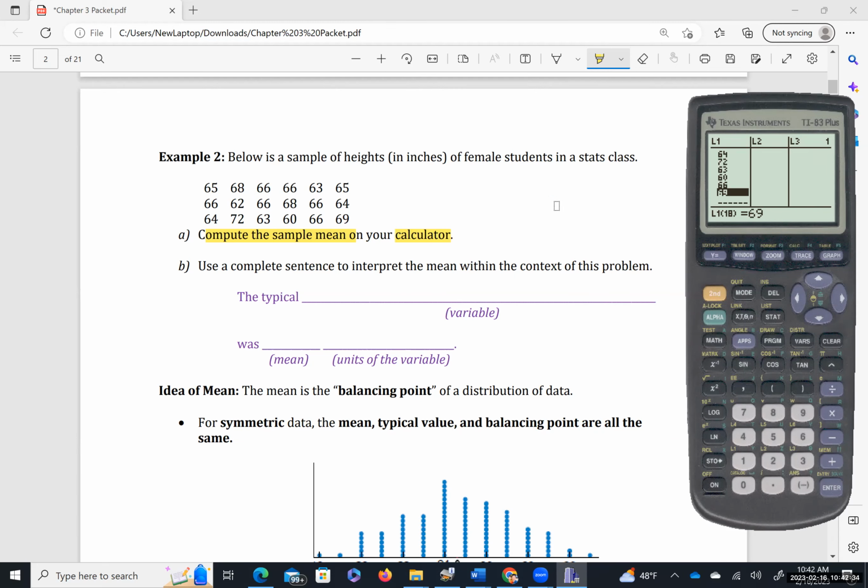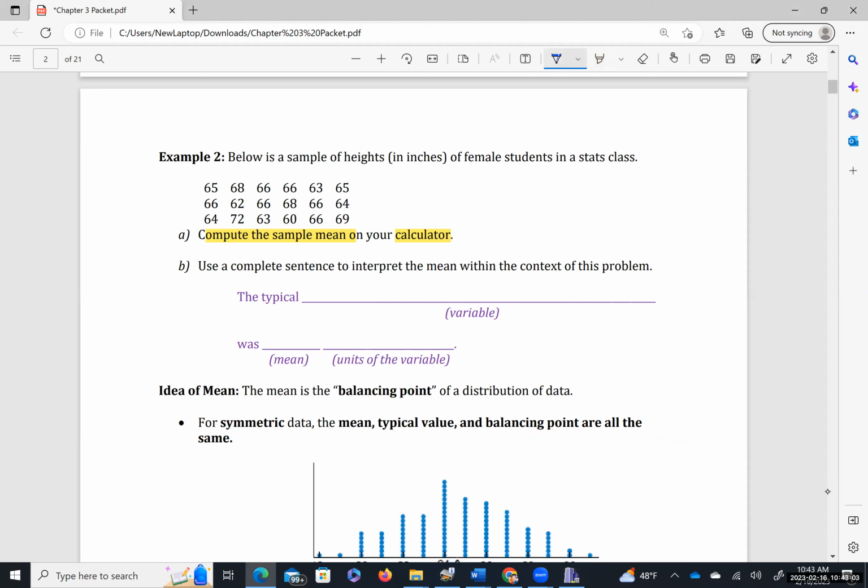After that you click STAT and then CALC, move to CALC here, 1-Var Stats, and then hit L1. Right away you get the answer: 65.5 as the sample mean. 65.5.